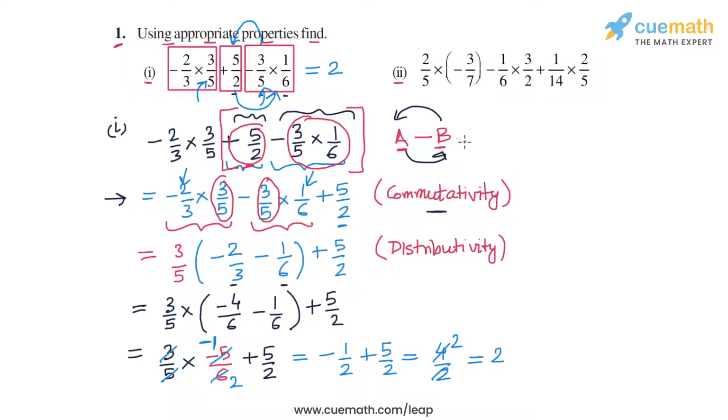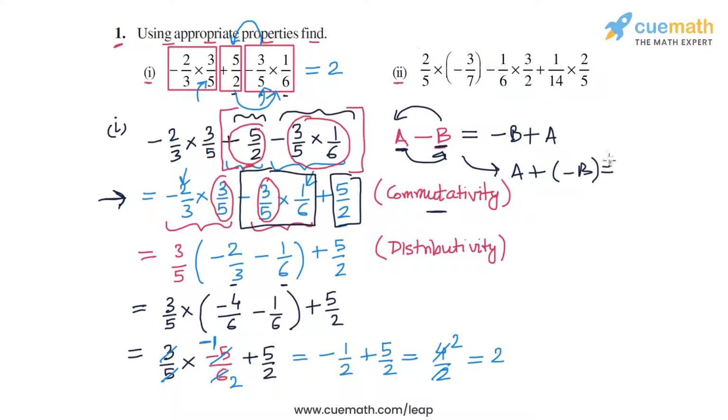But the thing is that originally we had A minus B, and when we interchanged the order, we wrote it as minus B plus A. This is perfectly valid because here we are using the commutativity of addition. We can treat A minus B as A plus minus B, and we can change the order of the addition, and then it becomes minus B plus A.